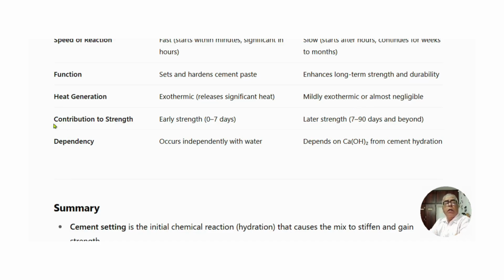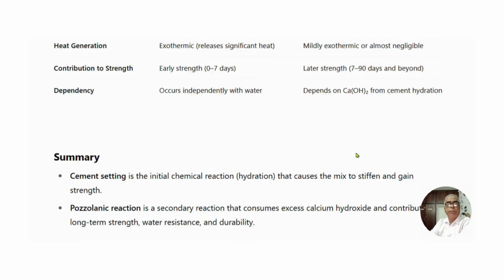Then, when we talk about the contribution to the strength, cement setting can achieve the strength within 0 to 7 days, whereas in the pozzolanic reaction the strength keeps picking up from 7 days to 90 days and even beyond. So as for dependency, cement setting occurs independently with water, whereas the pozzolanic reaction depends on calcium hydroxide from cement hydration.